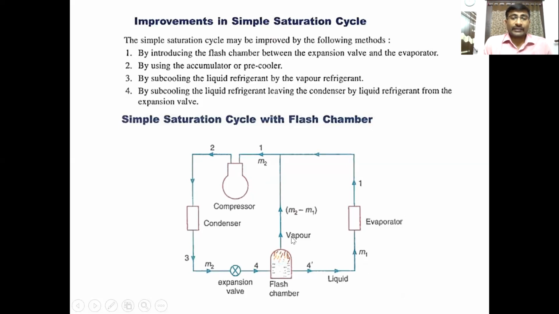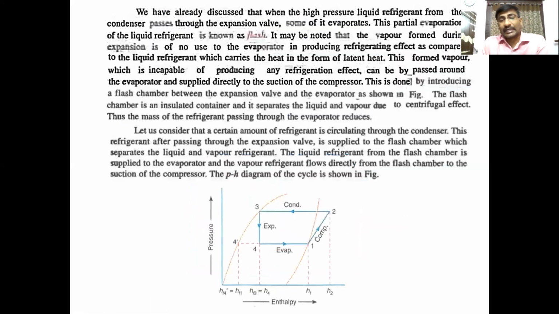The remaining amount of refrigerant, which is M2 minus M1, is in the form of flash, which will be directly sent to the suction line, and mixed with the vapor coming from the evaporator. So M1 amount of liquid will be sent to the evaporator in place of M2. So some amount of refrigerant will be bypassing the evaporator. Clear? Are you understanding? Let us do the thermodynamic analysis of this cycle.